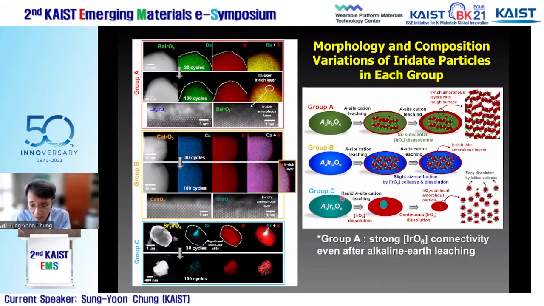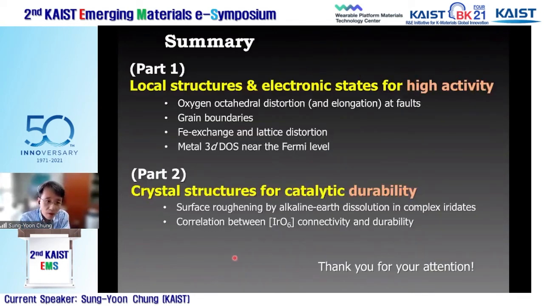But for group C, as you can see in this schematic diagram, a very rapid collapse cannot be avoided. You can see in this EDS mapping that a small amount of remaining strontium is observed, while in the other part the strontium is almost gone. So that's why the crystal structure is very important in deciding the durability of the complex iridium oxide.